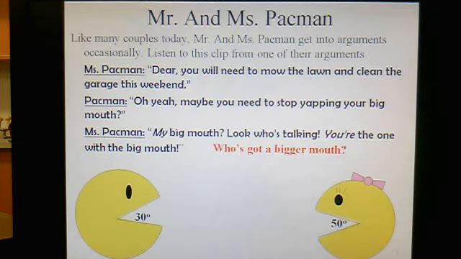So Ms. Pac-Man can open to 50 degrees, Mr. Pac-Man can open to 30 degrees. So it looks like Ms. Pac-Man might be bigger, but I also am going to put the radius on there. Mr. Pac-Man's radius is 4 inches. Ms. Pac-Man's radius is 3 inches. So kind of a balancing act going on here. Bigger radius, smaller degree measure. Smaller radius and bigger degree measure. Figure out these two areas.